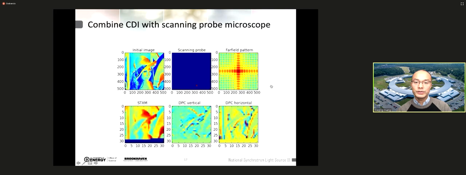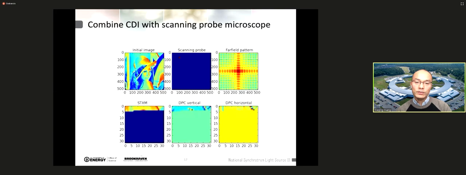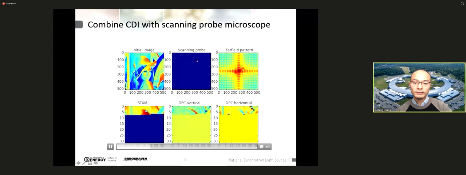A good approach is to combine the diffraction-based imaging technique with the scanning probe technique. As we know, in scanning probe, because the sample is scanned across the beam, you can image whatever area you want, as large as you want. You just scan your sample, an extended object. As we show here, you use a relatively small beam, scan over your sample, and then you get the enlarged field of view.